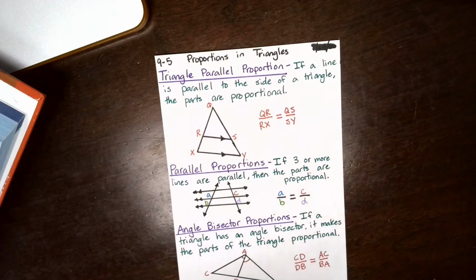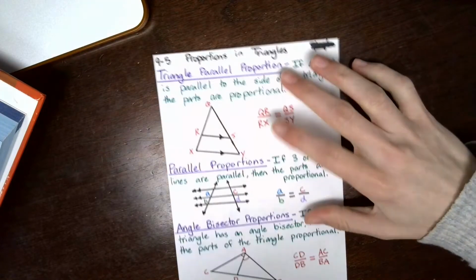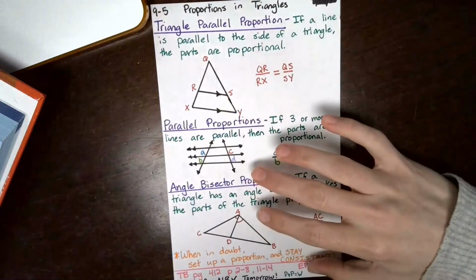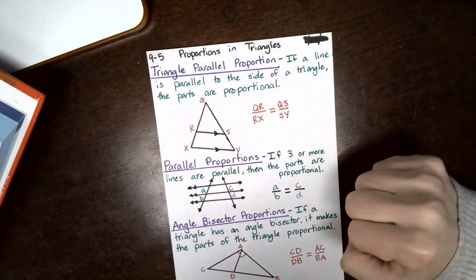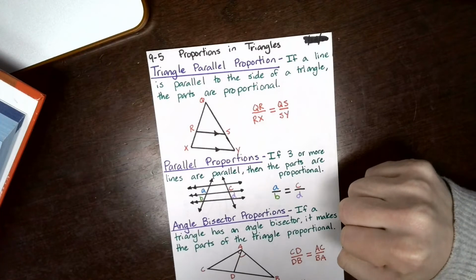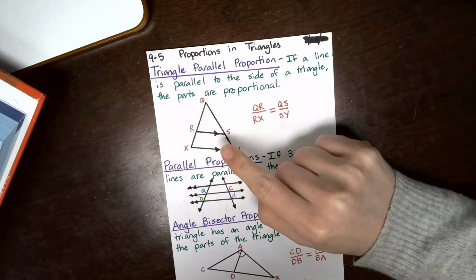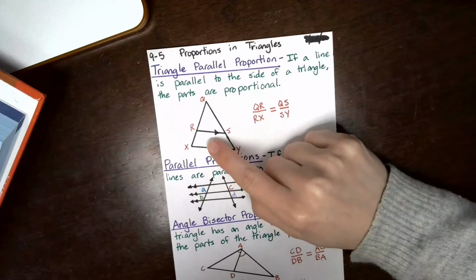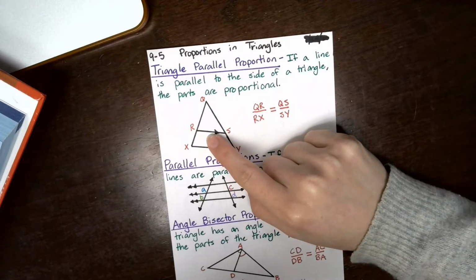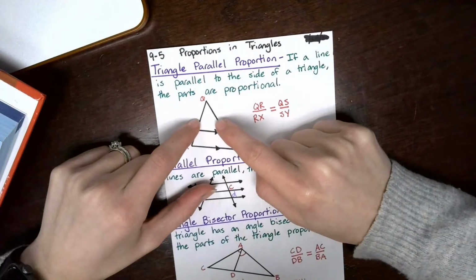Okay, so for 9-5 proportions and triangles, we have three concepts that we want to talk about. First of all, triangle parallel proportion. This might remind you a little bit of the triangle midsegment because these sides are parallel. But notice this is not a midsegment right here because it doesn't cut these two sides at the midpoint.